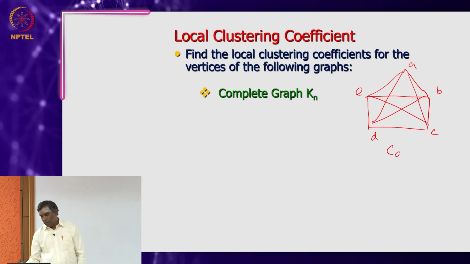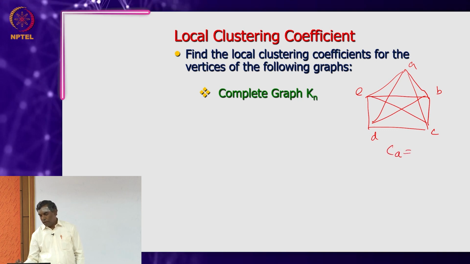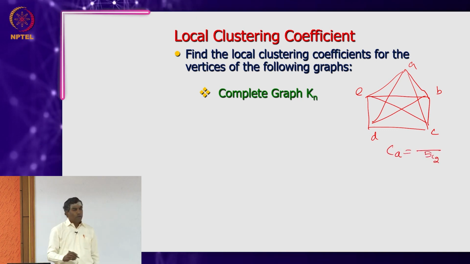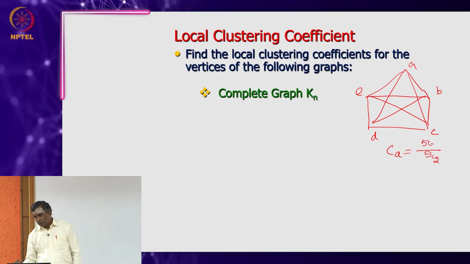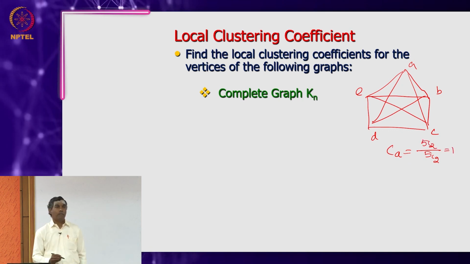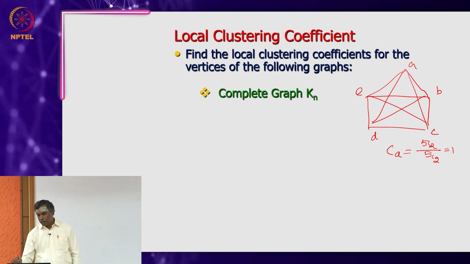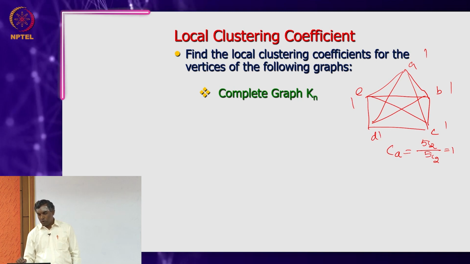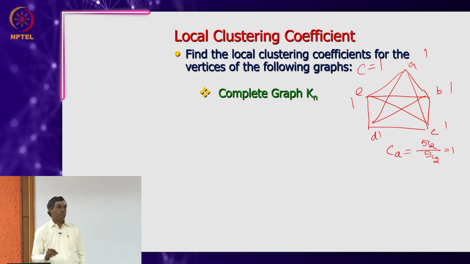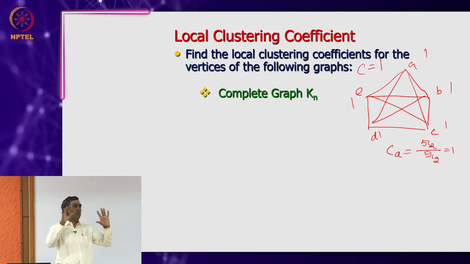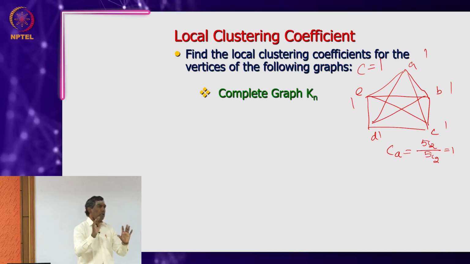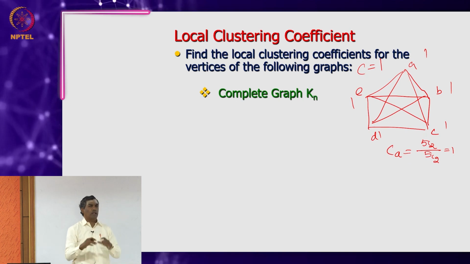C of A is 5 choose 2 over, of course, the same, correct? Denominator, numerator, it's also the same. Am I correct? So the clustering coefficient of all is 1. Therefore, the global clustering coefficient is also 1. If it is 1, you mean that all the members interact with each other. Everyone knows each other. So that's the best model.